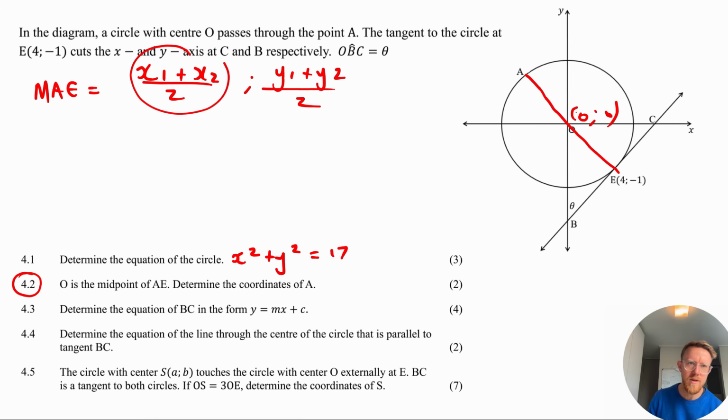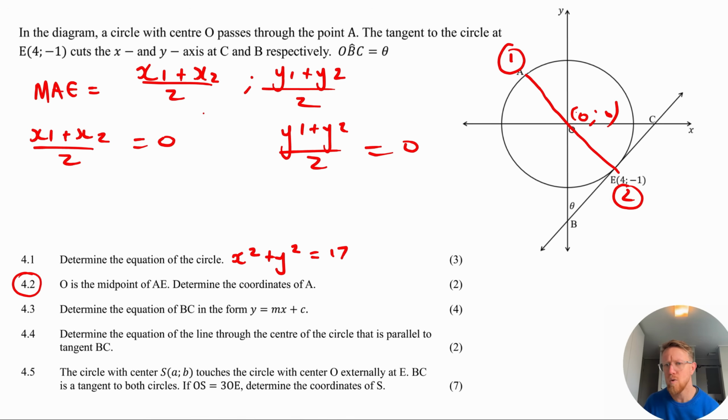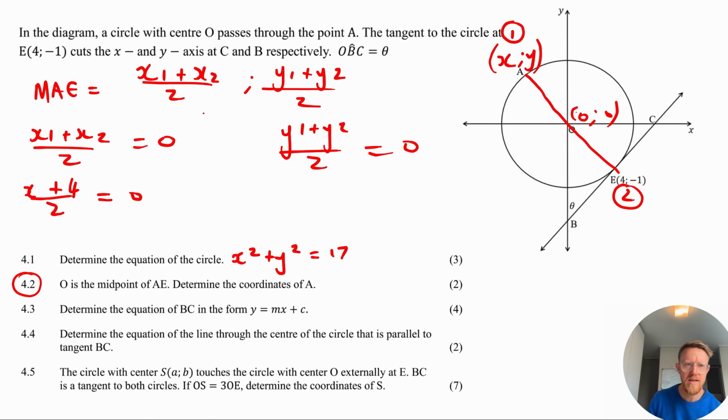So we know that this answer, (x1 + x2)/2, should give us 0, and we already know the y midpoint is also 0. Okay, and so now we can just go solve this. Let's say that this is point number 1 and this is point number 2. We don't know what this is, so let's just call it x and y, and we'll say that this is our point number 1. So we can say x, because we don't know what it is, plus the x value of point number 2, which is 4, over 2 equals 0.